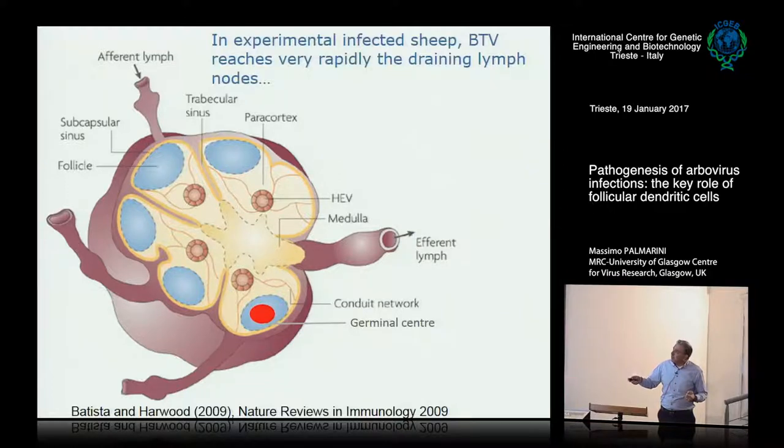And then this is the subcapsular sinus. Antigens of a certain size, like viruses, will not be able to pass this subcapsular sinus, but will have to be picked up by macrophages, and then they go into the follicle areas where you have B cells. That's the paracortical area where you have T cells, and these are the high endothelial venules where the lymphocytes from the blood arrive.